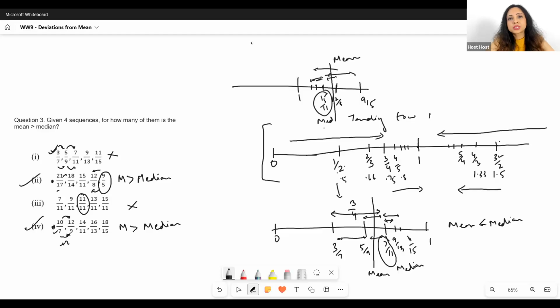Pattern recognition is a trademark of GMAT. They love to use that, so it's important to know this property very well. It's very useful. And the number line, of course. We love the number line, so imagine things on the number line. It just makes it so much easier, and you end up spending so little time.